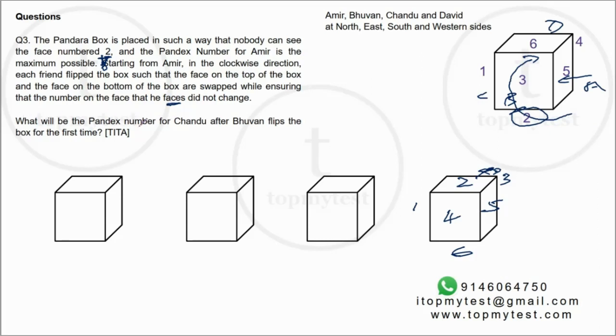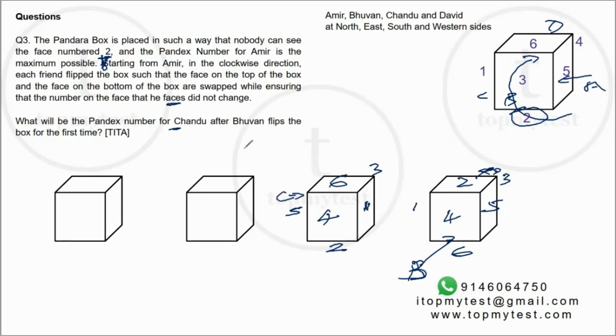Okay, the question says, what will be the Pandex number for Chandu after Bhuvan flips the box for the first time? Now, this is what Bhuvan faces. Bhuvan will now face 4 instead of 3. Bhuvan will do the same thing. He will keep the 4 in front, 3 at the back, but he will make sure that 2 goes to the bottom and 6 goes to the top, which means 5 and 1 will interchange places. So 5 will come here, 1 will come here, 6 will go on top, 2 will go to the bottom, 4 will stay where it is, 3 will stay where it is. This is the cube which Chandu has to work with.